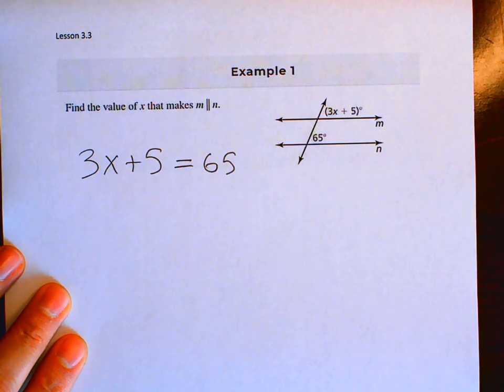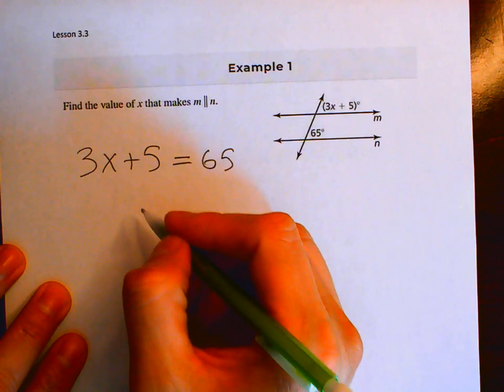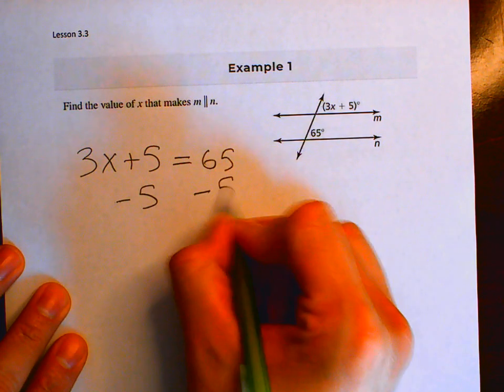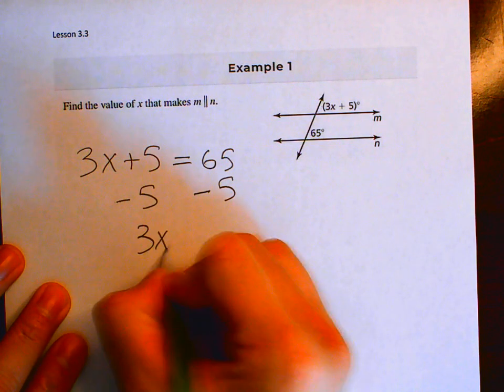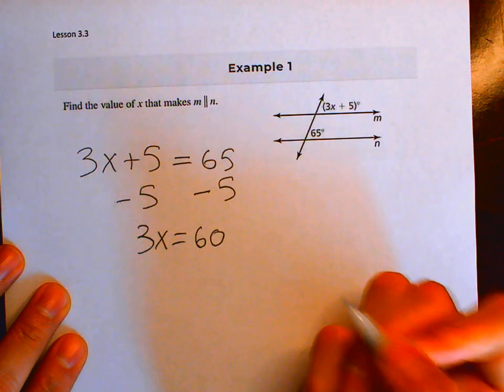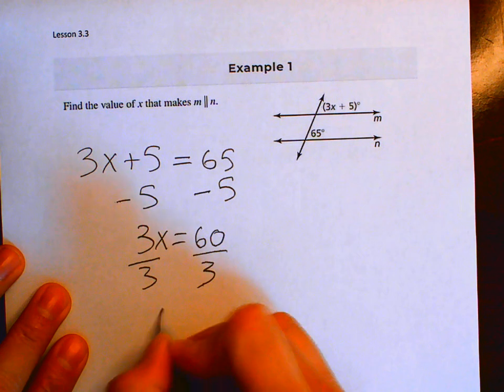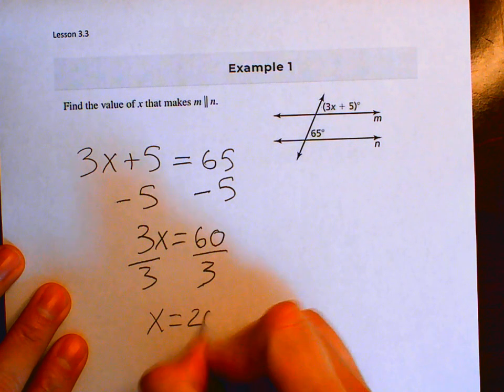So our goal is to solve for x. So 3x plus 5 equals 65. You minus 5, you minus 5. 3x equals 60. And when you divide it by 3 on both sides, x is going to be 20.